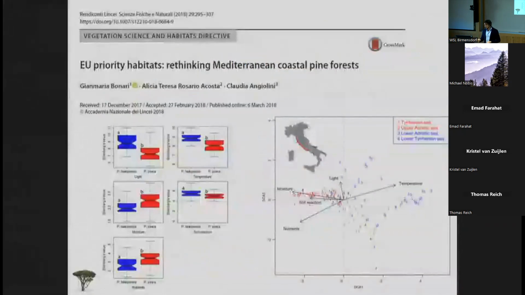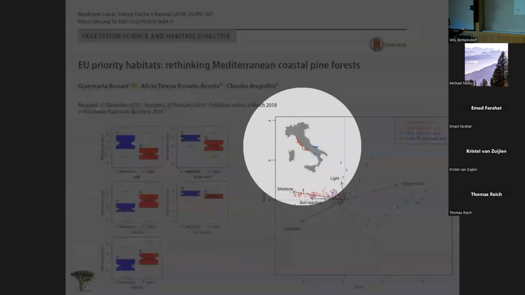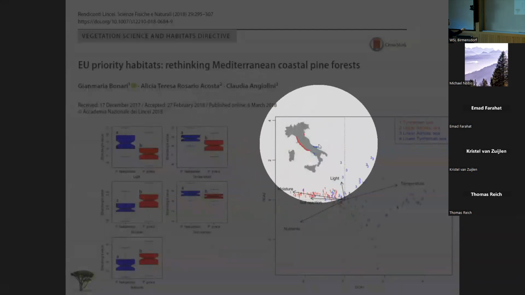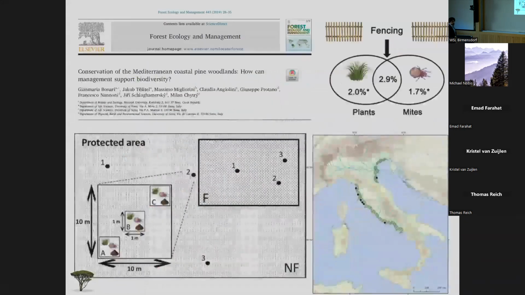Again, we realized, or we thought, and we wanted to test whether these forests were really different. And in fact, when you differentiate the forest dominated by Pinus pinea and the forest dominated by Pinus halepensis, it turns out to be different, okay, even if they are included in the same habitat.